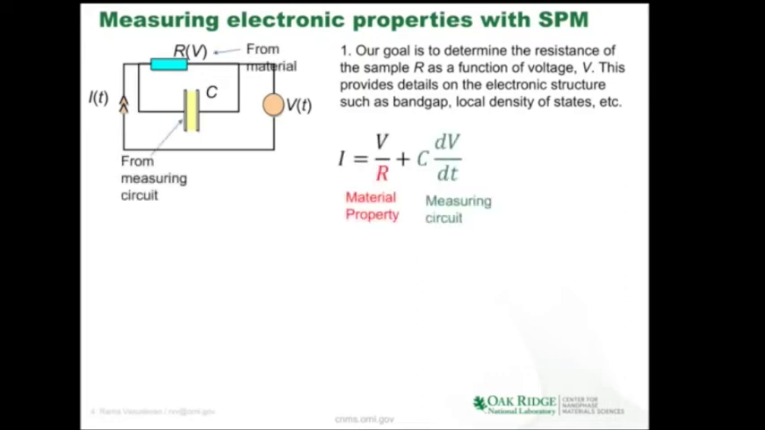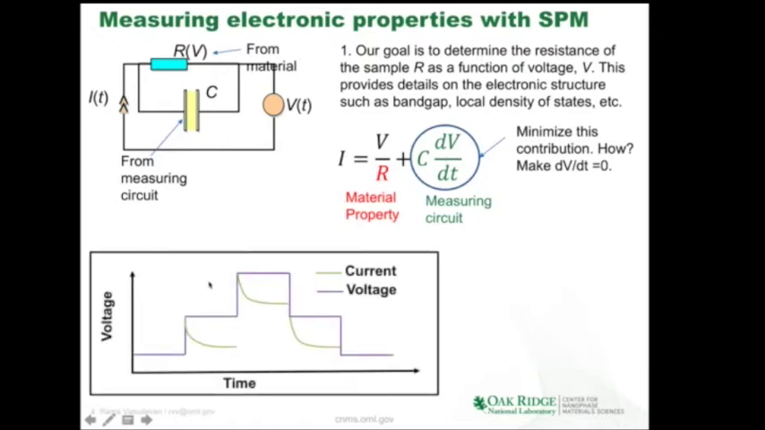And so what you really want is to measure this material property R as a function of the applied voltage V. But unfortunately, what you are measuring is a combination of the material property and the measuring circuit. If we write the equation for what I is in this very simple circuit, it's V on R plus C times dV by dt. This is a really simple equation. What we're trying to do is eliminate the secondary term in this equation. We want to make this contribution go to 0, and the way we can do this is by making dV by dt go to 0.